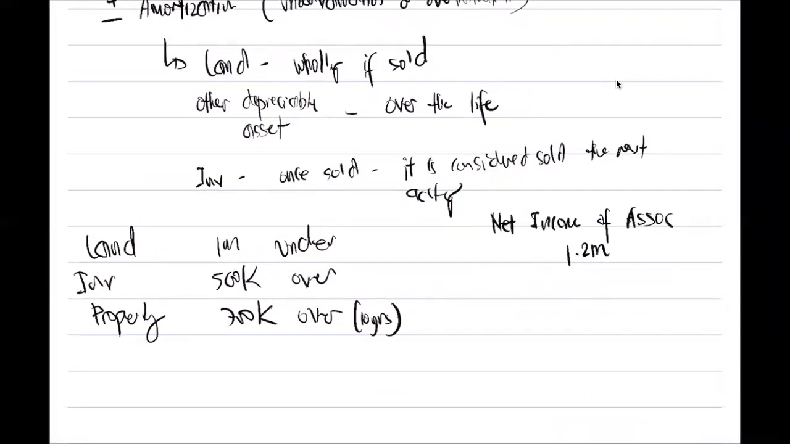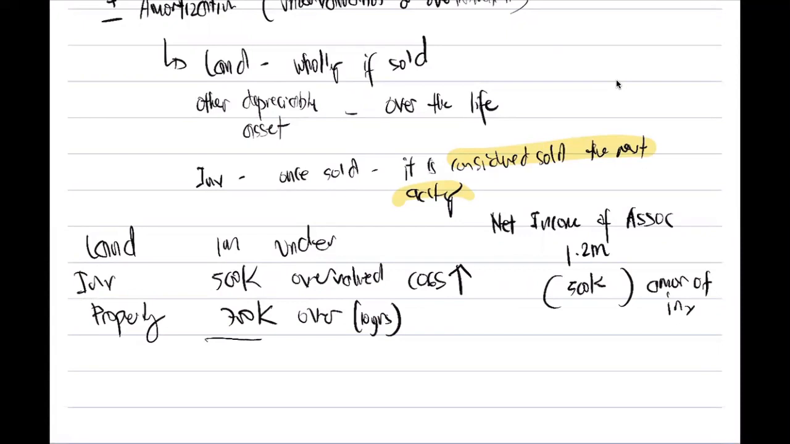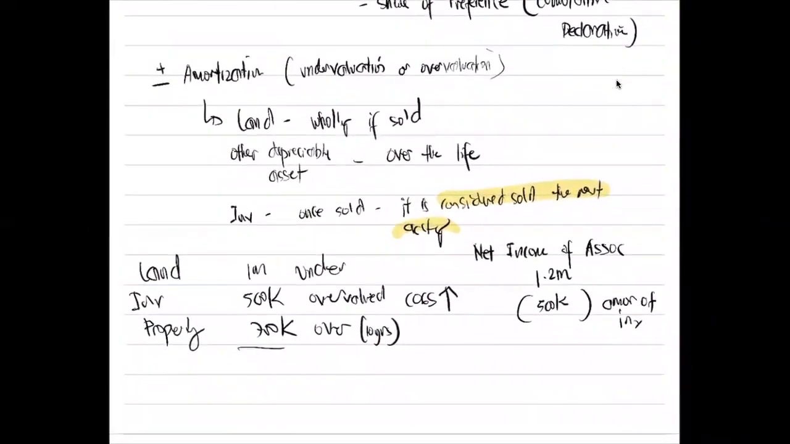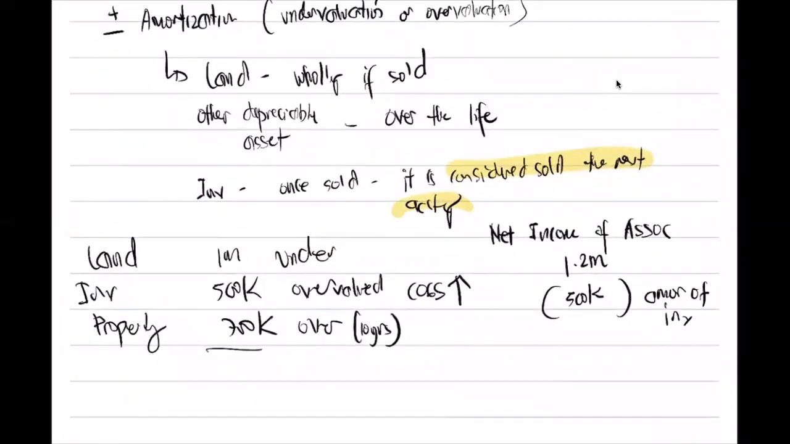So from your 1.2 million, if your inventory is overvalued, it means that cost of goods sold is overvalued. So what do we do? We need to deduct here. So we have here amortization of inventory. Why will we amortize the inventory already? Because it is considered sold the next accounting period. So we assume that this is already sold. Now for your property, we have here 700,000 over the life. So we have here 10 years. So what we do is we deduct the 700,000, which is for 10 years.